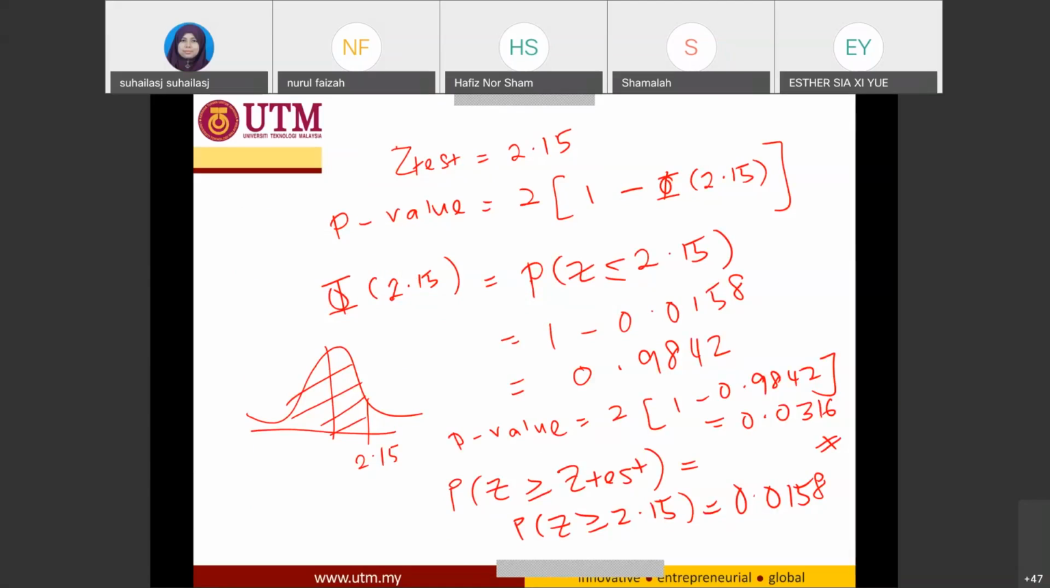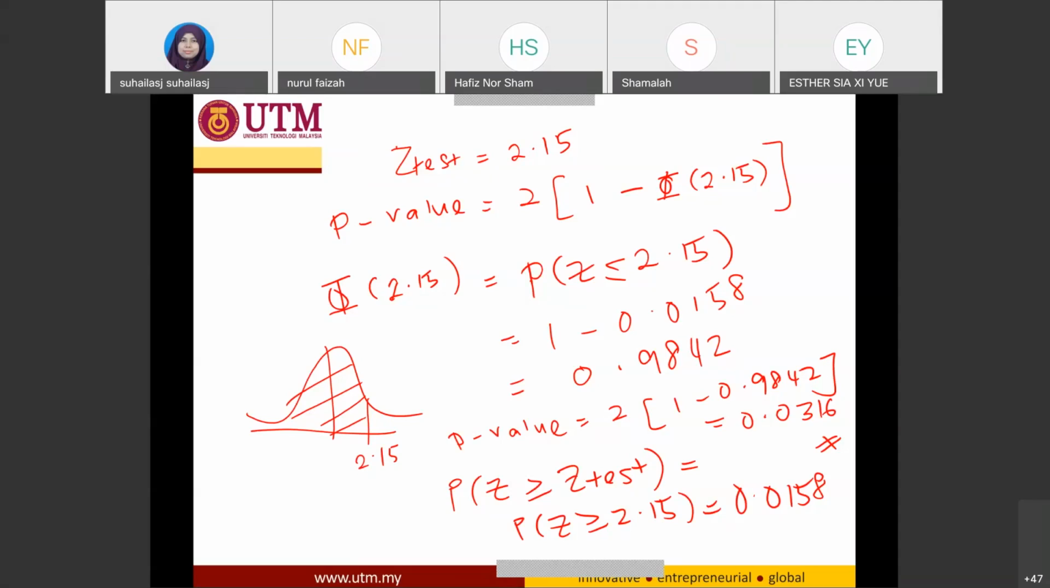If you want to check whether you need to reject H0 or fail to reject H0, you check if your P value, for example 0.0316, is less than or equal to alpha. For example, we use alpha 0.05. So we conclude that we reject our null hypothesis and then write down the conclusion. So that is how we get the P value.